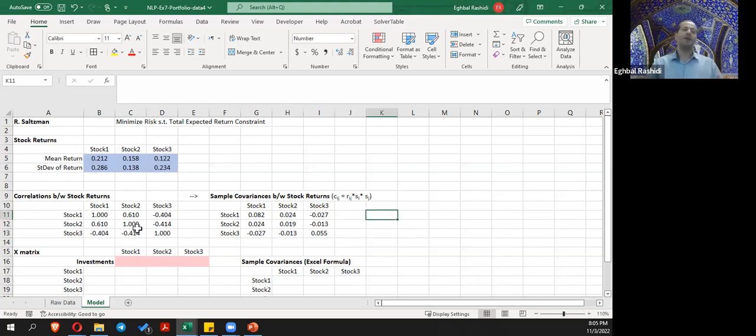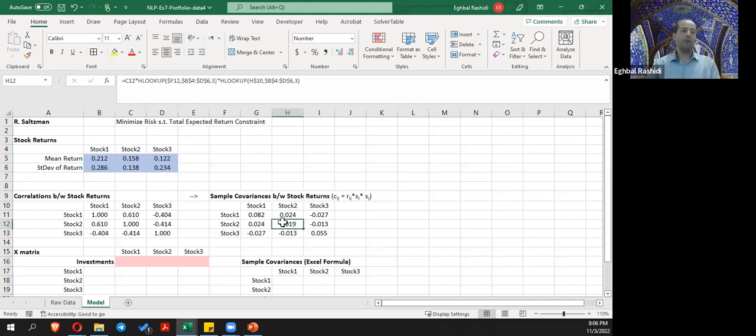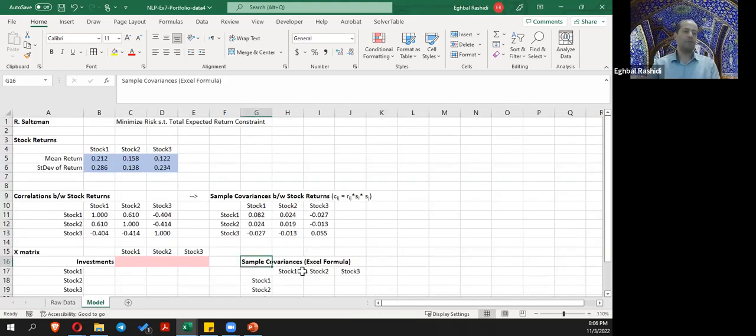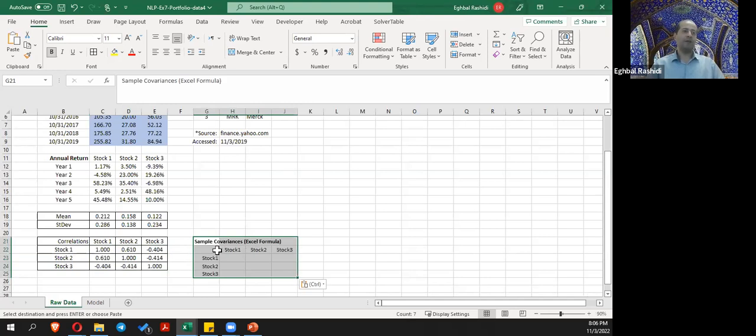And now that I have the covariance, I can find the matrix for X, our decision variable. And when I multiply X by the covariance, it's going to give me the variance of my portfolio. And that's going to be my risk. Okay. So that was kind of a headache, using HLOOKUP and having to compute all of these correlations first. Instead of doing that, I could just find the covariance here. I could just use the Excel formula in the raw data, instead of finding the correlation first and doing all that work.